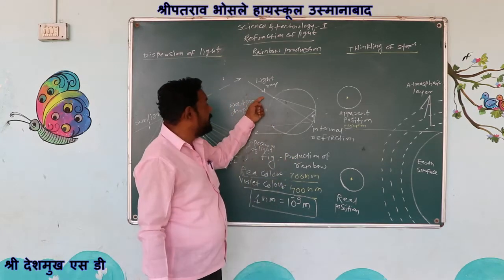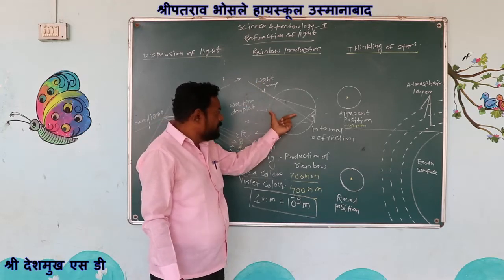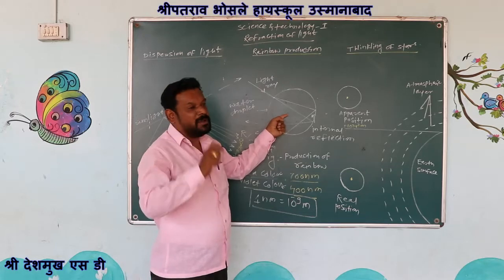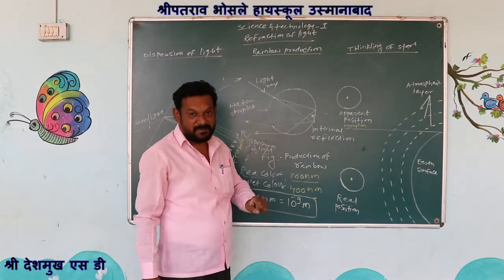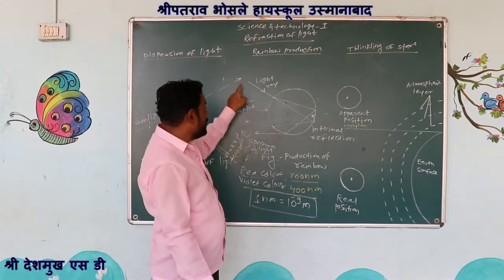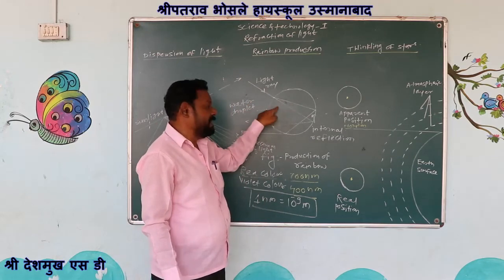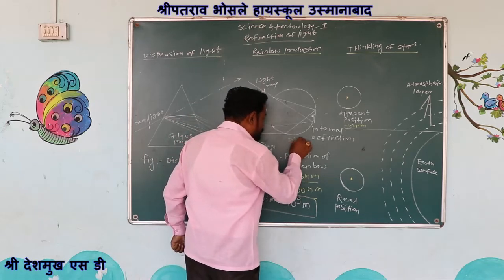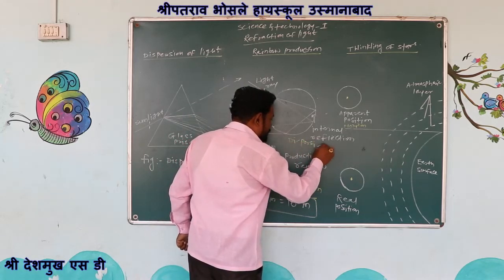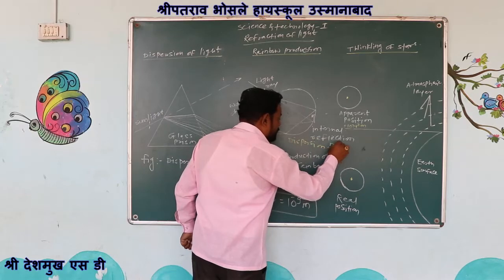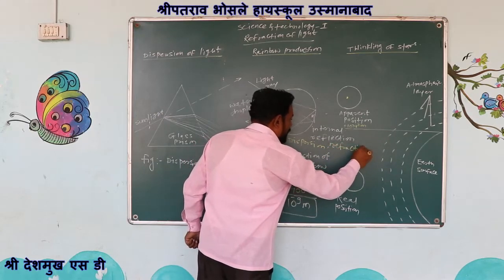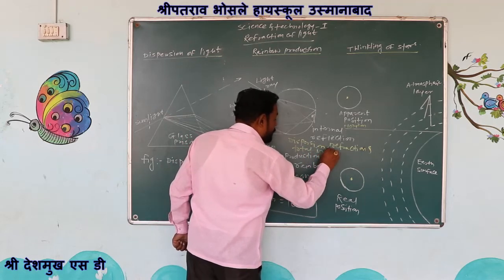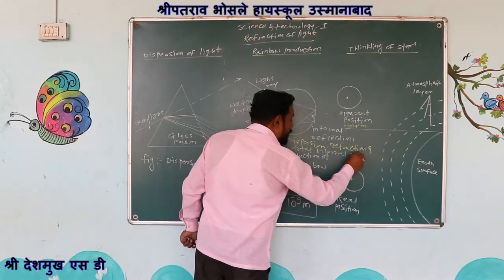If the rays of light, that is the sunlight, look here, this is a water droplet. A droplet acts as a small prism. If the rays of light enter that droplet, what happens here? Dispersion, look here, dispersion. Second, refraction, and total internal reflection of light takes place.